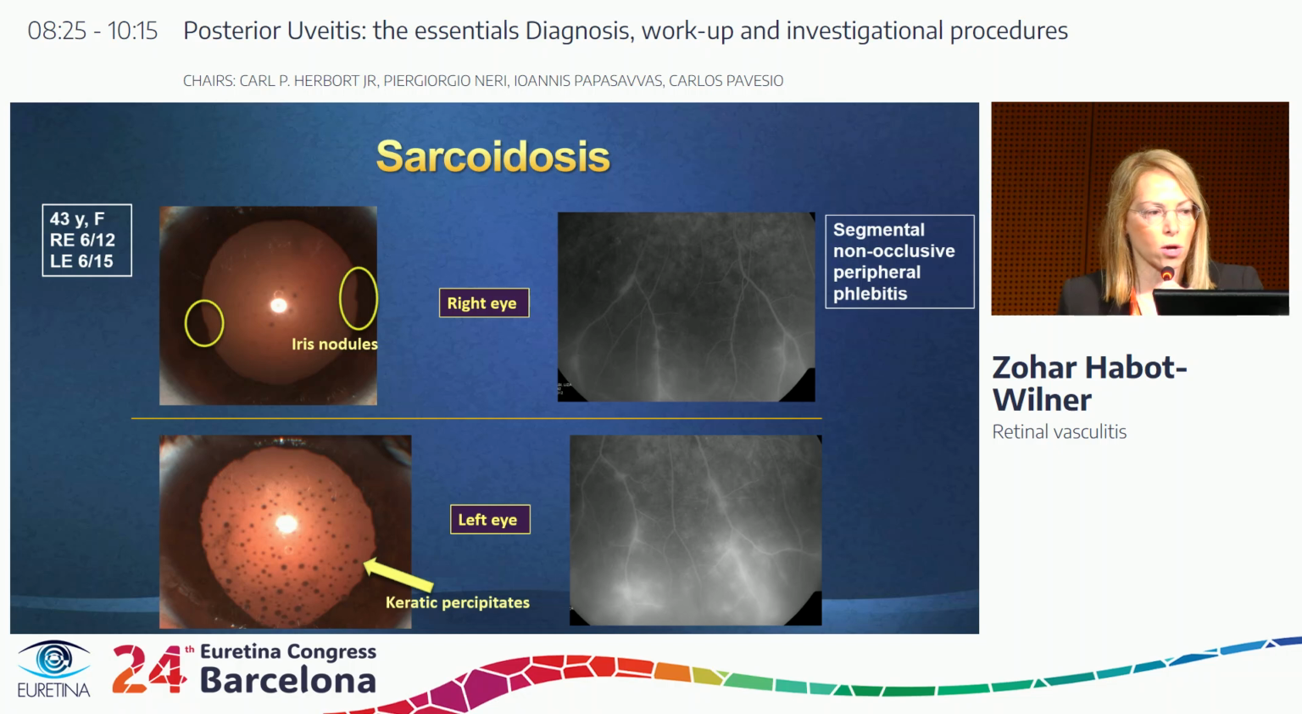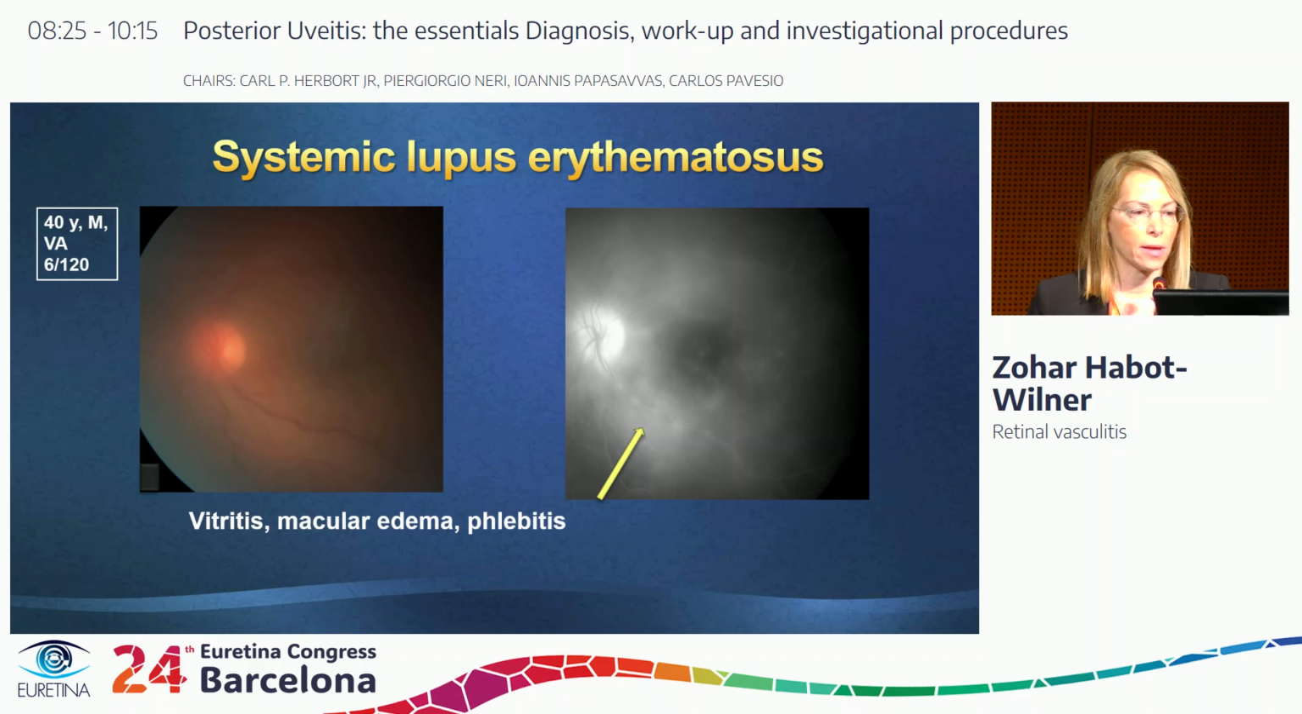And the patient with sarcoidosis, a 43-year-old female, we can see very nicely that she had iris nodules in both eyes and very nice keratic precipitates, large ones, and segmental non-occlusive peripheral phlebitis. And another patient with systemic lupus erythematosus, a 40-year-old male, you can see that he came with vitritis.